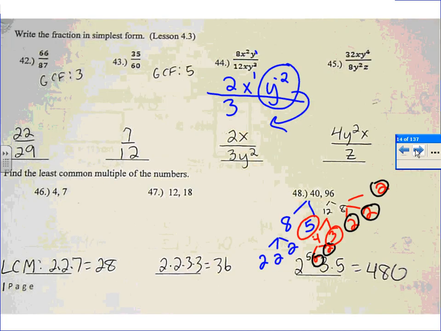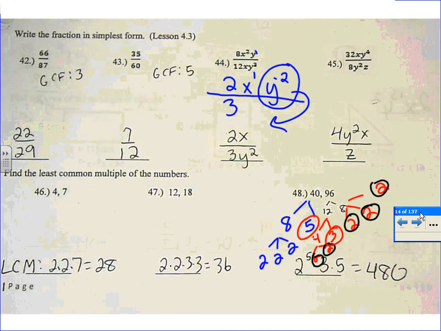Okay, number 42 should be 22 over 29. 43 is 7 over 12. 44 is 2s over 3t squared. 45 is 4, oops, why do I have s's and t's? Sorry. 44 is 2x over 3y squared. 45, 4y squared x over z.